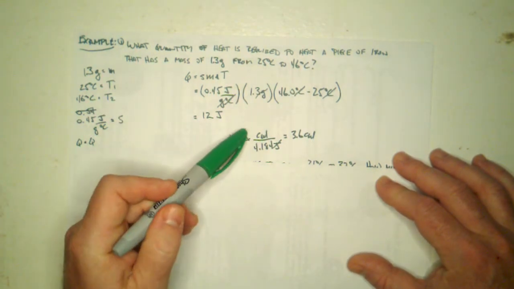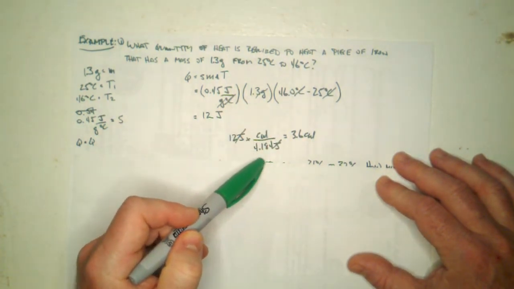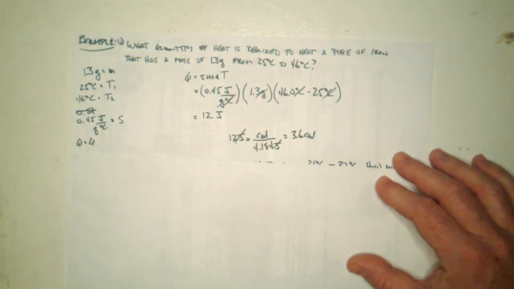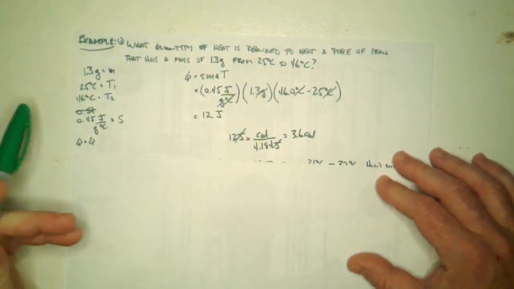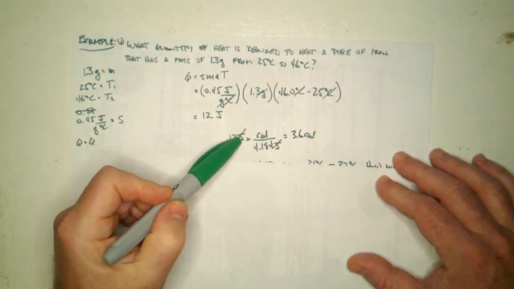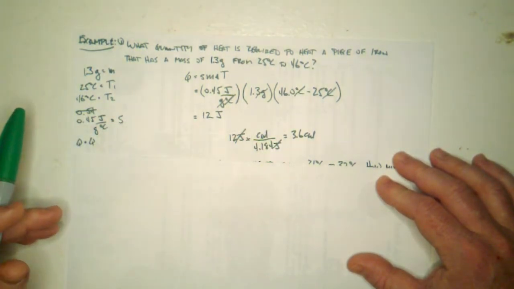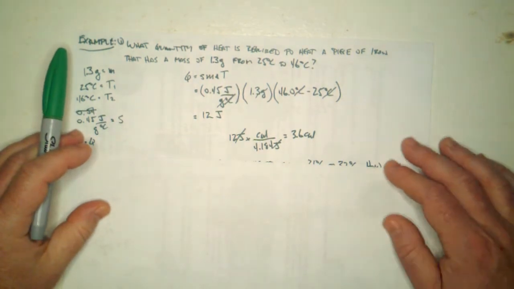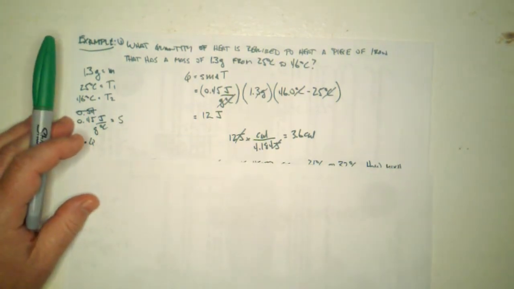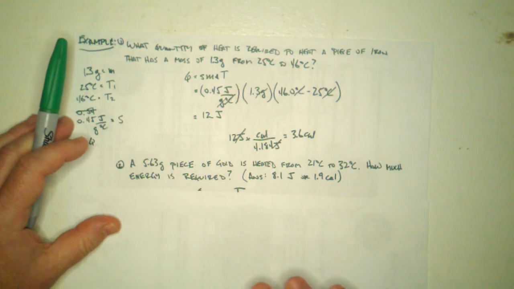Now, as long as you remember there's 4.184 joules in a calorie, you don't ever have to remember if you multiply or divide. You just arrange it the way that makes the unit you don't want cancel, and keep the one you're looking for behind. So, that's Q = smΔT. Here's some practice on your own.